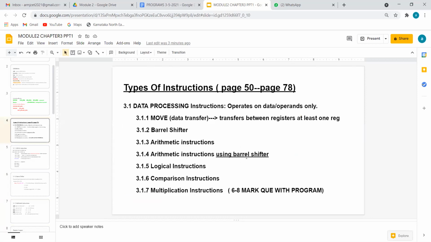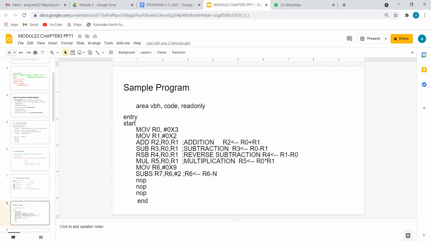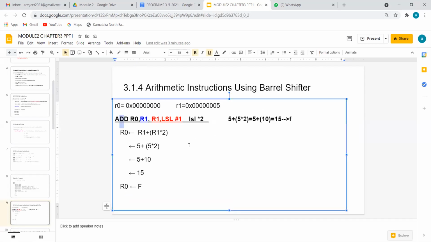arithmetic instructions with barrel shifter. Here I took one example, that is addition. So ADD R0, R1, R1, LSL #1. LSL means multiplication by 2. So LSL #1 is applicable on R1. In the bracket, I will write R1 value star 2. The original instruction is addition, so I kept it as it is. Originally it is added with what? R1 plus R1 into 2. That's the formula. Get the final result and store it in R0.